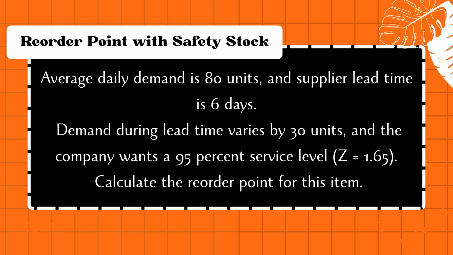Problem 3. Reorder point with safety stock. A part is used at an average rate of 80 units per day. It takes about 6 days from placing an order until new stock arrives. During that waiting time, daily demand can fluctuate by as much as 30 units. The company wants to meet customer demand 95% of the time without running out of stock. At what inventory level should the company reorder this item?